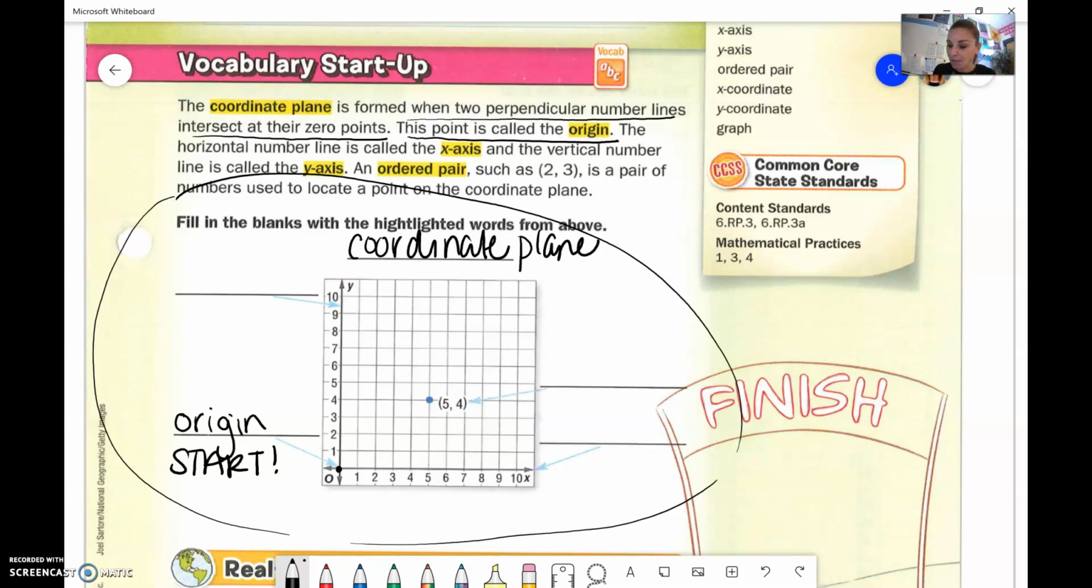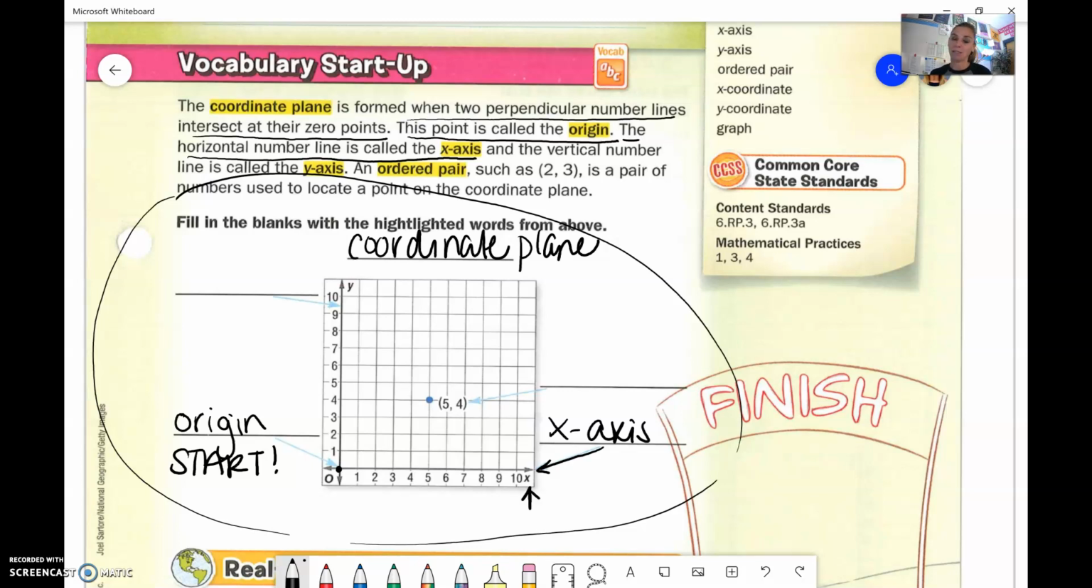The next is the horizontal number line, which is called the x-axis. Horizontal goes this way, kind of like cutting my face off this way. So this line right here is called the x-axis. Notice that they actually have it labeled for you.